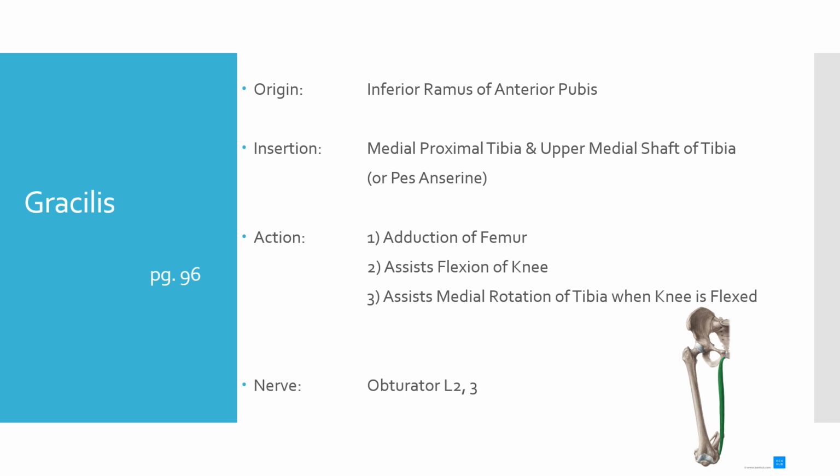Gracilis. The origin is the inferior ramus of anterior pubis. The insertion is the medial proximal tibia and upper medial shaft of tibia, or pes anserine. 3 actions include adduction of the femur, assist flexion of the knee, and it also assists medial rotation of the tibia when the knee is flexed. The nerve is obturator L2 and 3.